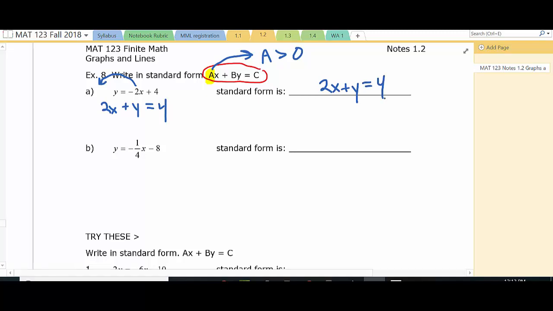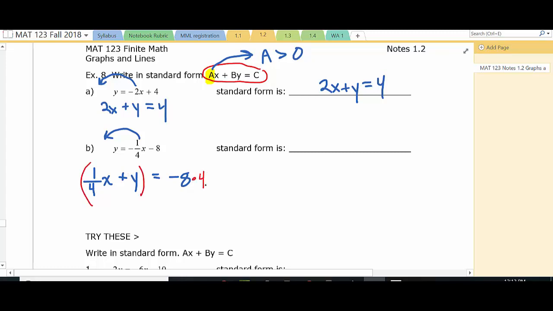Now, the next thing I'm going to do, kind of the same way. We want to move the x over here. And when I move the negative 1/4 x, it changes to positive 1/4 x plus y equals negative 8. Okay? Now, really, that's okay. I mean, to me, that is okay. The other thing that you can do is, how would you make that fraction go away? You multiply by 4, right? So let's go ahead and do that.